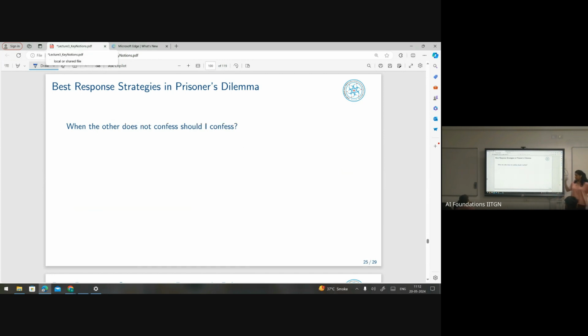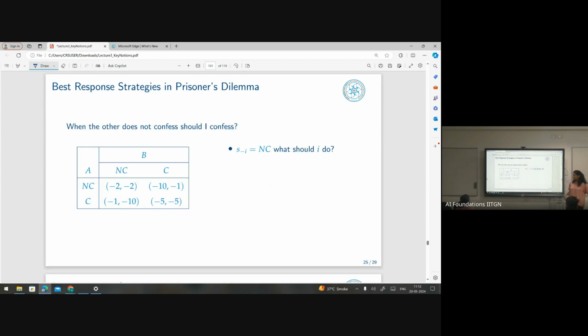Now let's argue the same for the other strategy. When the other player does not confess, what should I do? Okay. When S minus I... I'm just trying to help you with the notation, to see how the notations are built, so that it becomes easier for you to analyze when I'm using these notations very frequently.